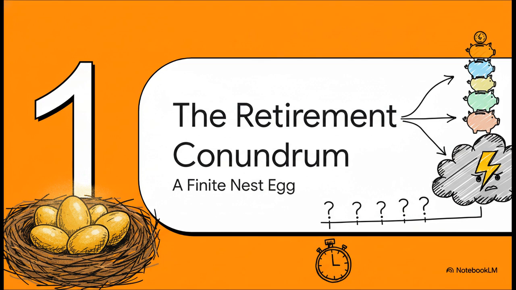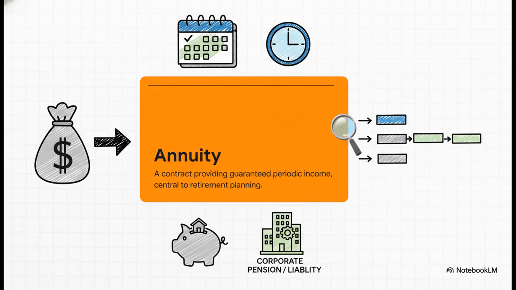At its heart, the fundamental problem in retirement planning is this. You spent your life building up a finite amount of savings, your nest egg. But you need that finite pile of money to generate income for a period of time that is, well, often unknown. The primary challenge? The thing that keeps people up at night is managing that cash flow to avoid the truly terrifying risk of outliving your savings.